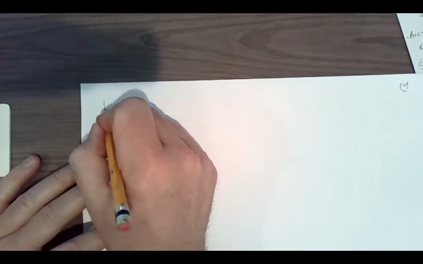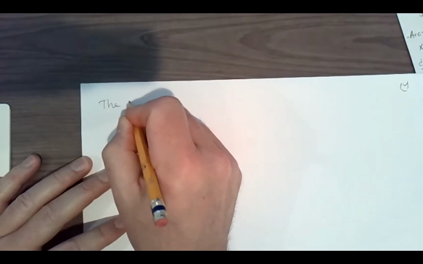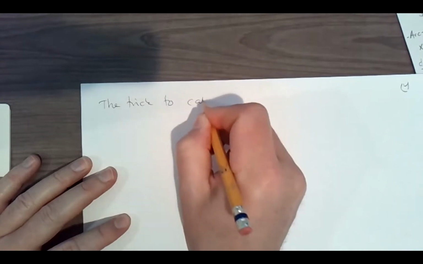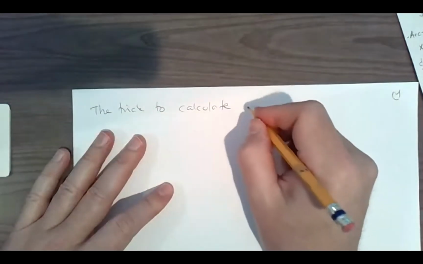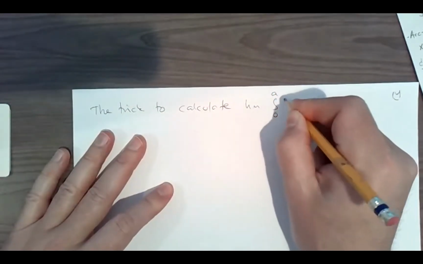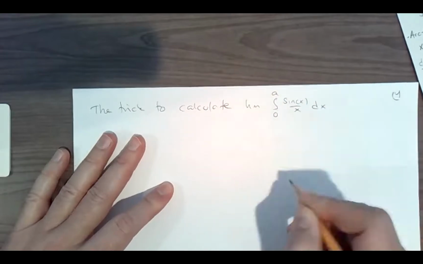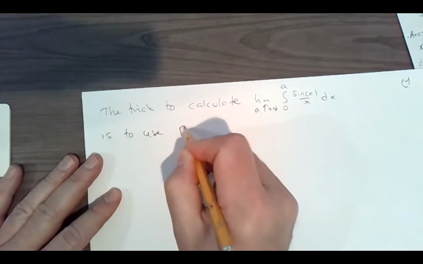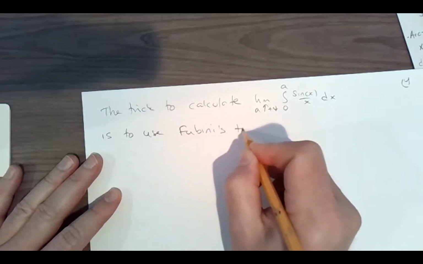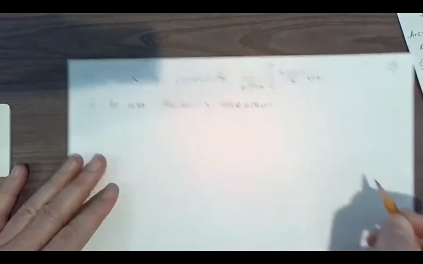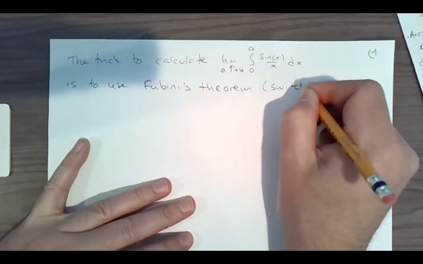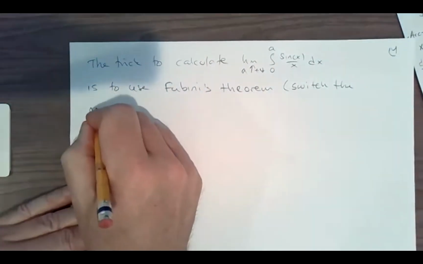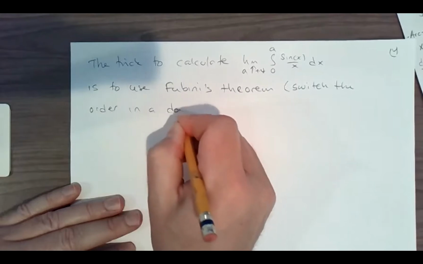The trick to calculate this limit is to use Fubini. Fubini's theorem is the one that allows you to switch the order in a double integral.